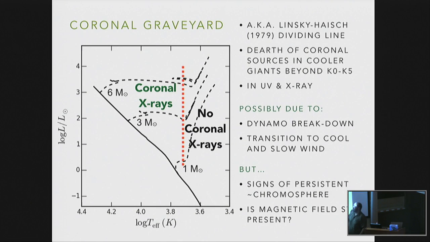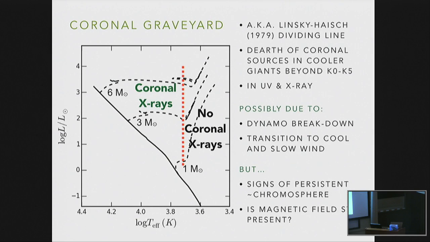And nobody thinks it's there because if we look at giants evolving off the main sequence, when they get past a certain temperature in their evolution, the coronal X-ray emissions disappear. This was seen originally first in ultraviolet emission, and then you saw it in ROSAT observations as well of a volume-limited nearby giant sample. This is called the coronal dividing line, or it also goes by the original authors who discovered this line using far UV observations, and it's about here.